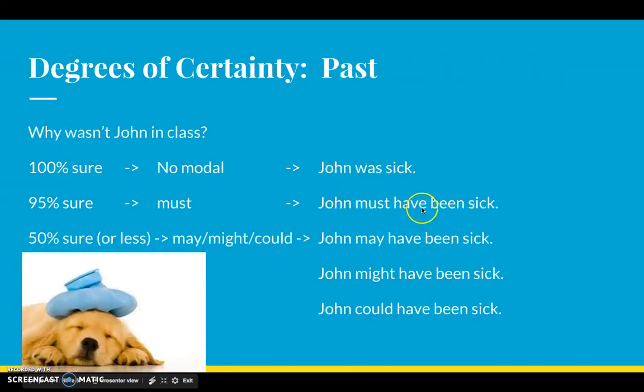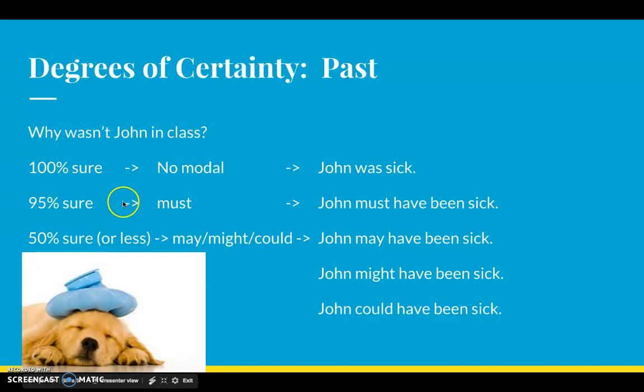And this is how we do our modal verbs in the past. The modal verb plus have plus the past participle. Why wasn't John in class yesterday? Well, he must have been sick. Or in normal pronunciation, he must've been sick.